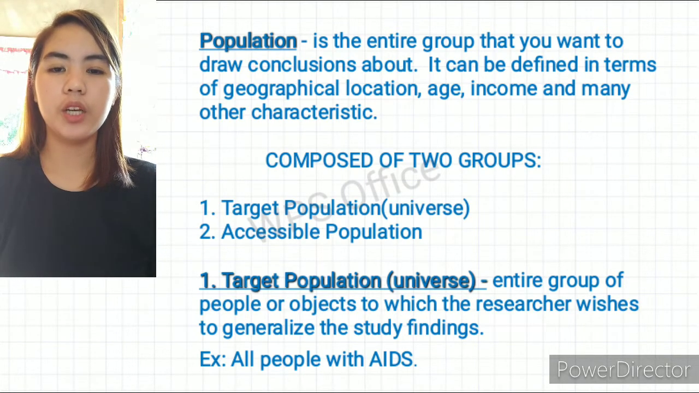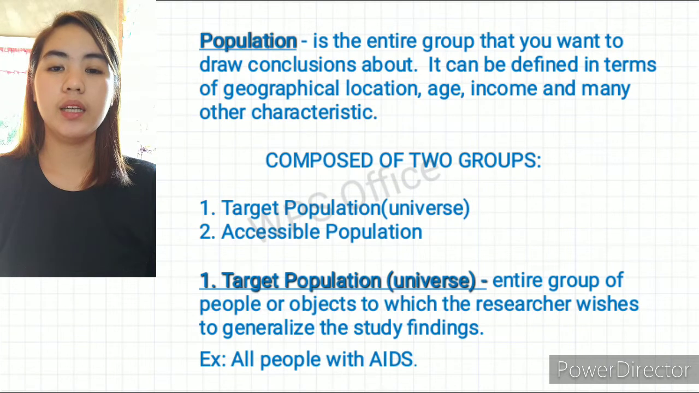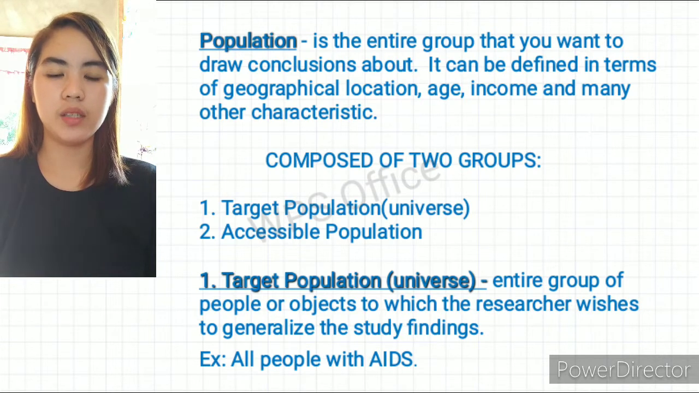Moreover, population is composed with two groups. It includes target population and accessible population. So target population means that it is an entire group of people or objects to which researcher wishes to generalize the study findings. For example, all people with AIDS. Therefore, when we say target population, it has a universal scope of sampling that revolves to a certain entire group.